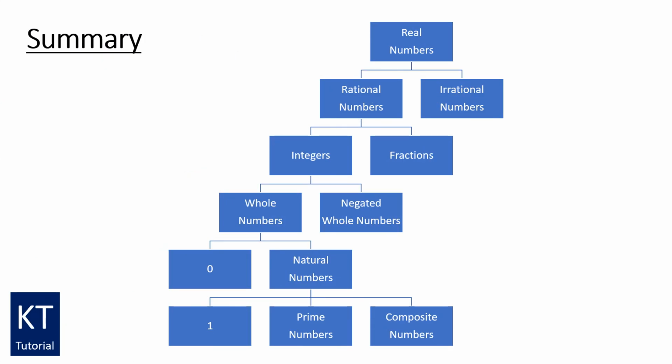Here's the summary of how the definitions roll up. 1, together with prime numbers and composite numbers, form natural numbers. Natural numbers, together with 0, form whole numbers. Whole numbers with negated whole numbers form integers. Integers together with fractions form rational numbers, and rational numbers together with irrational numbers make up real numbers.